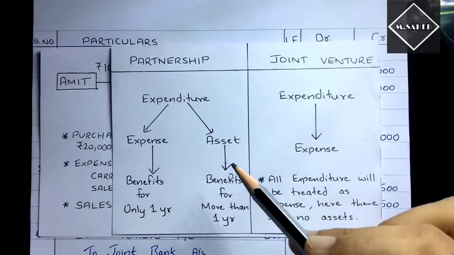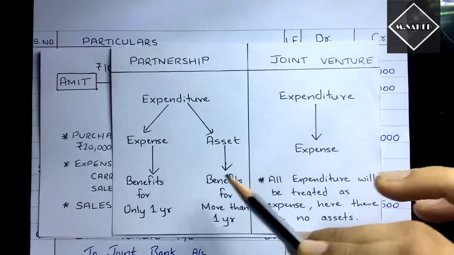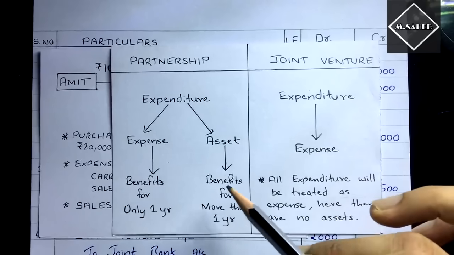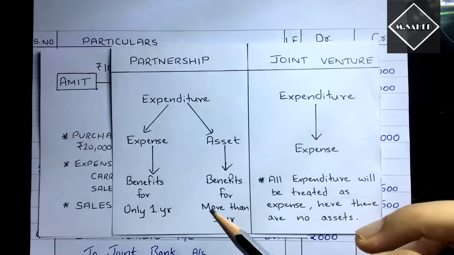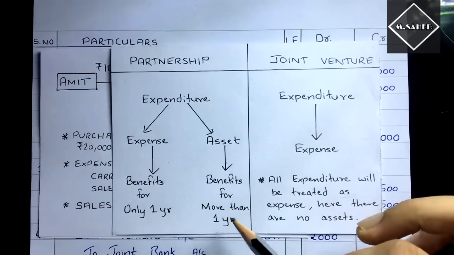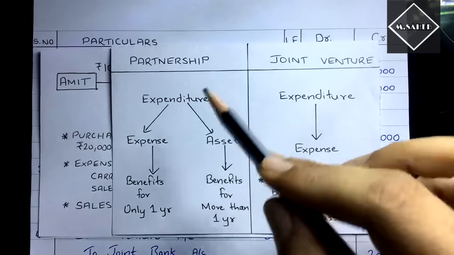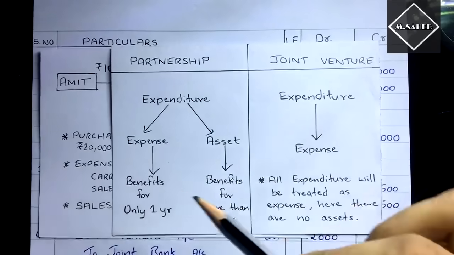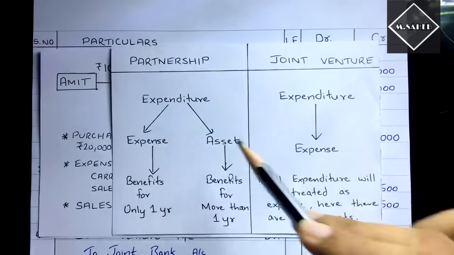But assets, see, the benefit of something which lasts for more than 1 year, like machinery and furniture, which last more than 2, 3, 4, 5 years, right? So those items are called an asset. So we used to divide the expenditure into expense and assets.